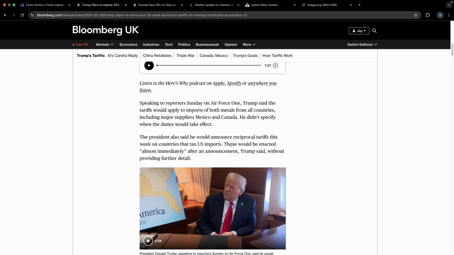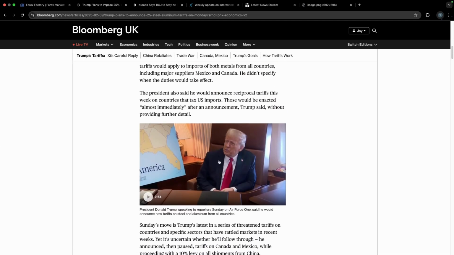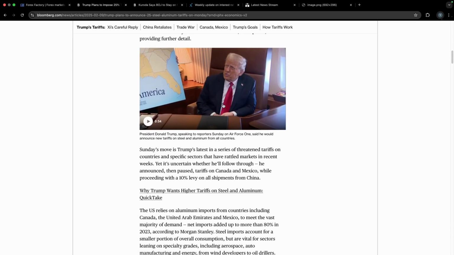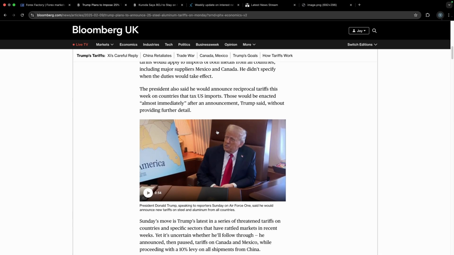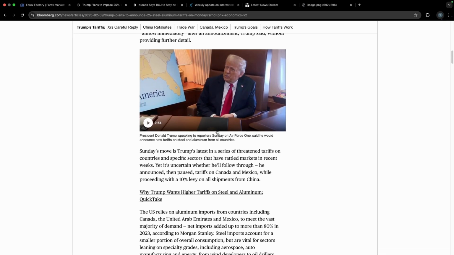Also, he wants to announce tariffs on those countries that tax U.S. imports. So definitely more drama on the trade wars, and honestly, in trade wars, not too many people win. Most people lose in trade wars. So we'll definitely see how that affects. We believe that it's not going to really affect the financial markets in a positive sense.